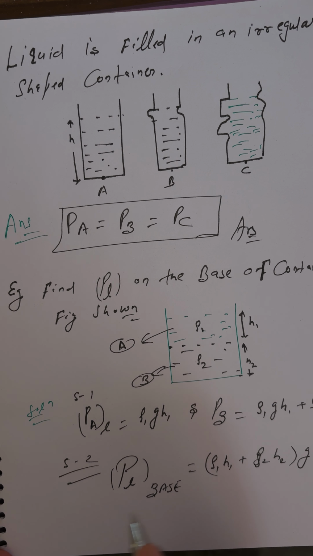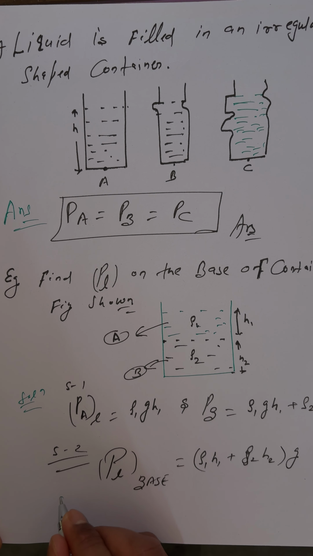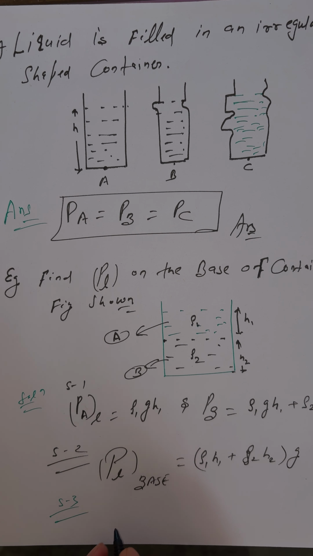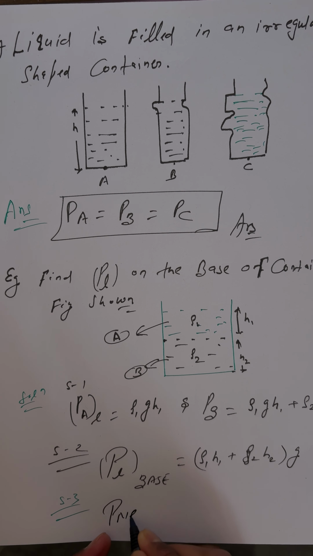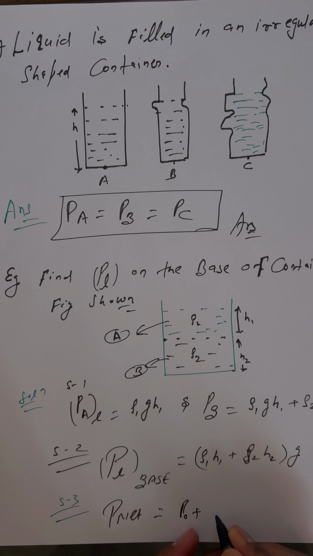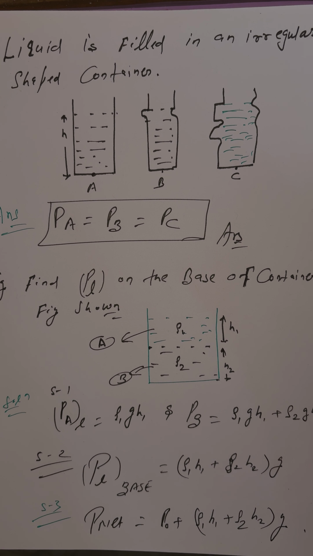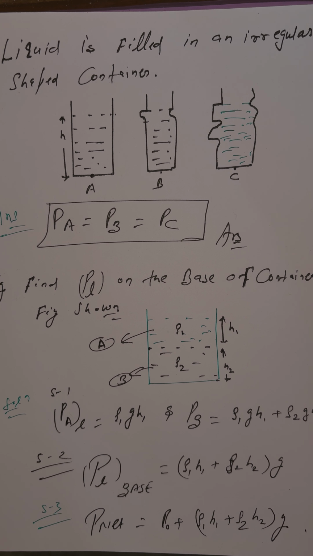Let us suppose they can ask, I'm just adding one more question, my dear. So this is step 3. What is the net pressure? Nothing else is going on, just add atmospheric pressure, P naught, plus rho 1 H1 plus rho 2 H2 into g. So students, these are the things I was supposed to cover in this class. Remaining things, students, stay tuned. I'll discuss in the next class. Take a snapshot.